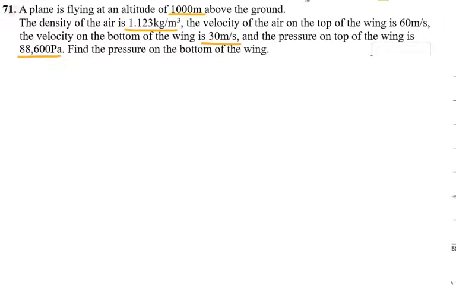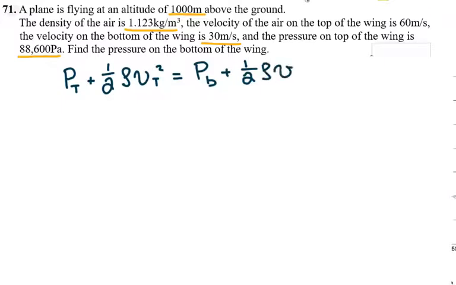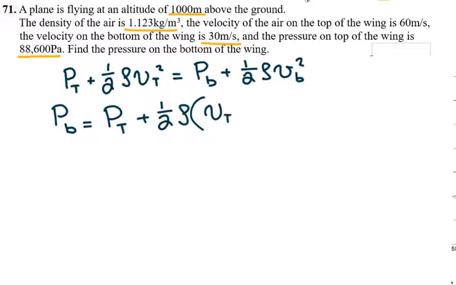So from Bernoulli's formula, I have the pressure on the top plus 1/2 rho the velocity on the top squared is equal to the pressure on the bottom plus 1/2 rho the velocity at the bottom squared. So I'm looking for the pressure at the bottom. So the pressure at the bottom is going to be equal to the pressure on the top plus 1/2 rho, if I factor it out when I move them all to the same side, times the velocity at the top squared minus the velocity at the bottom squared.